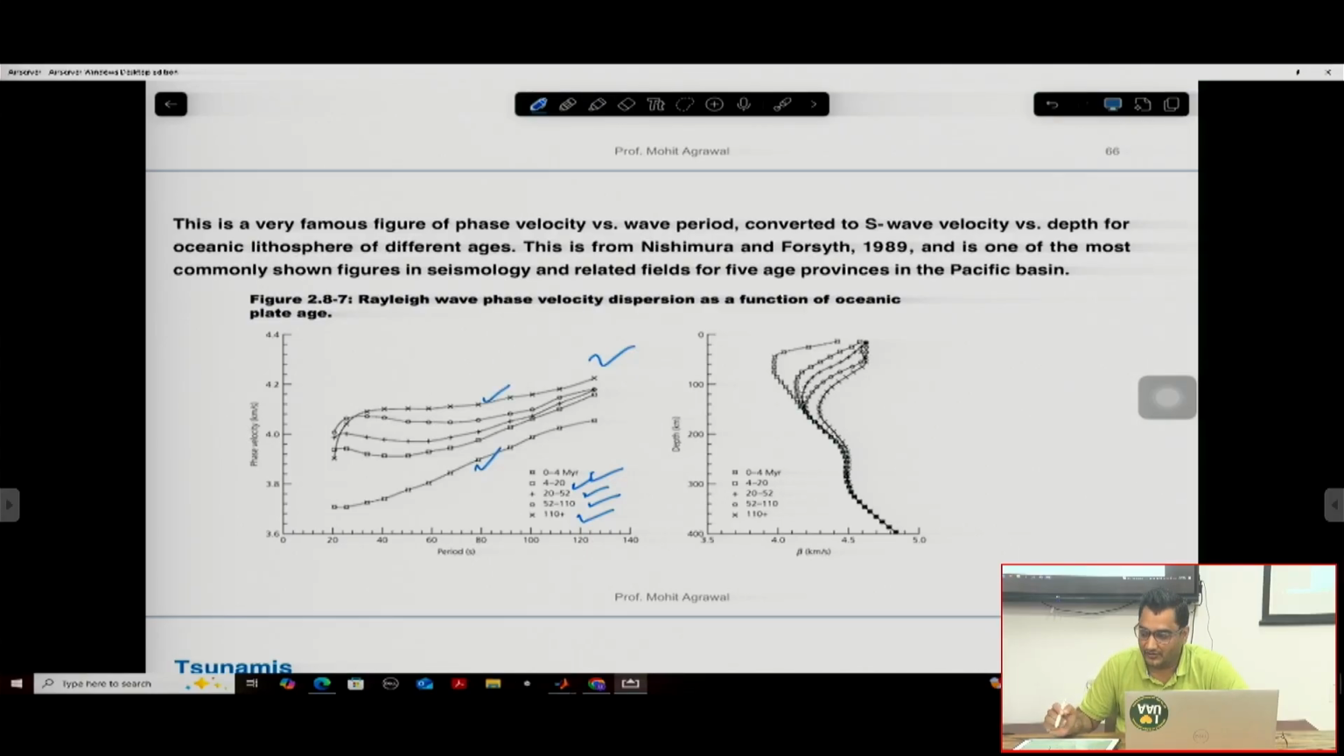Okay, so all these dispersion curves are computed for Rayleigh wave phase velocities as a function of the oceanic plate age, and when you model them, then you will get your shear wave velocities with respect to depth, something like this, where you can see that the younger material is showing lower shear wave velocities and then the oldest material is showing the highest velocities.